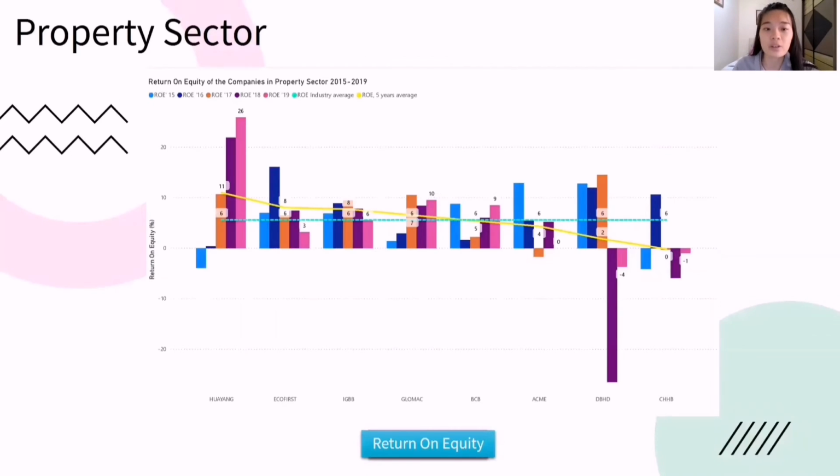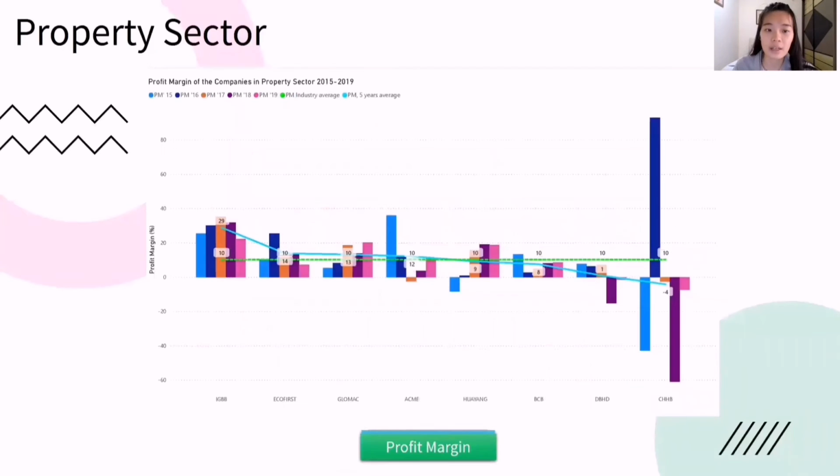The industry average of return on equity in the property sector is 6%. Based on the figure, Huayang has the highest return on equity, while CHSB has a negative return on equity, which means that CHSB may face a financial loss. Besides that, the industry average of profit margin in the property sector is 10%. From the result shown, IGBB has the highest average profit margin over the 5 years period, which is 29.04%. It's considered good and high.